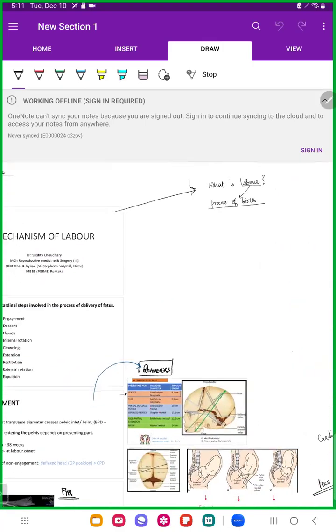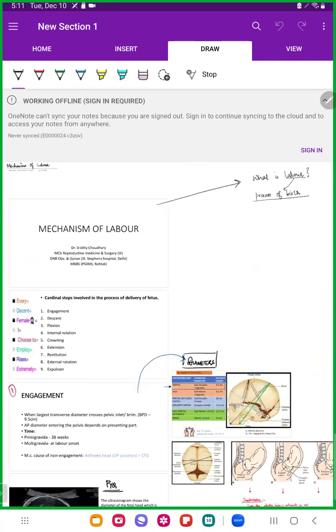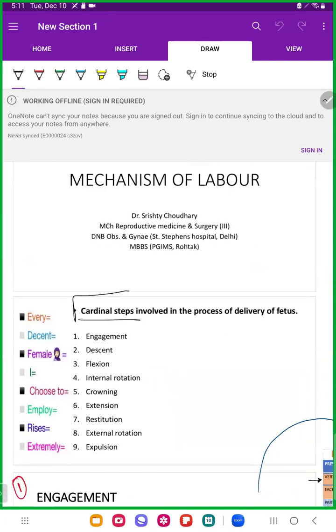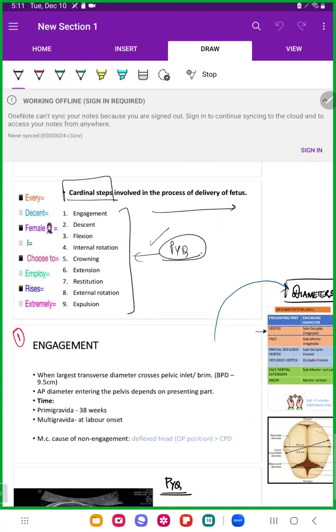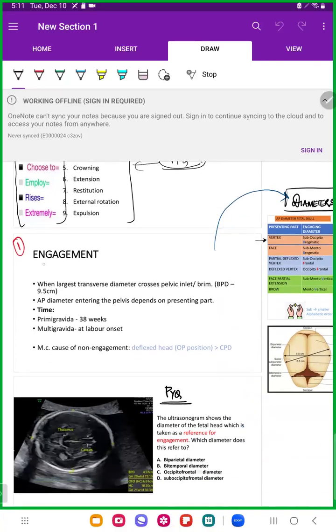So starting with the topic. Now we are coming back to the topic, the mechanism of labor. So these cardinal steps include engagement, descent, flexion, internal rotation, extension, then restitution, external rotation, and expulsion. This itself is a previous year question. So they asked, arrange the following in the order of series. So they gave various options, and then they asked which step occurs first and which follows it next. Okay, so this was a previous year question, and this is the mnemonic which you can use to remember this step. Now coming to the first step, which is engagement.